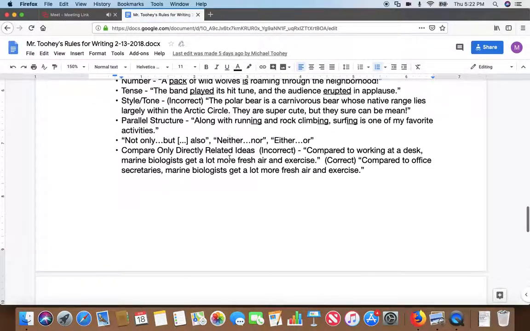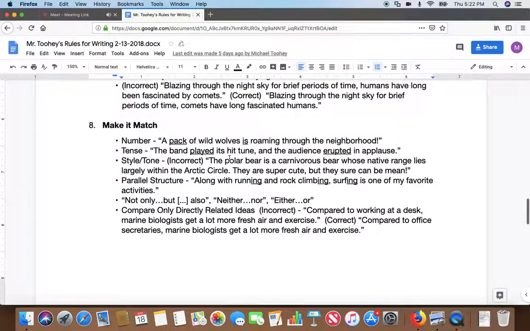Make it match is the most commonly tested rule. Make it match number, we're talking about matching up the verb and the subject in number, that is singular or plural. Pack of wild wolves is roaming through the neighborhood. The pack is the subject, right? And always be careful. They love putting prepositional phrases like of wild wolves between the subject and the verb.